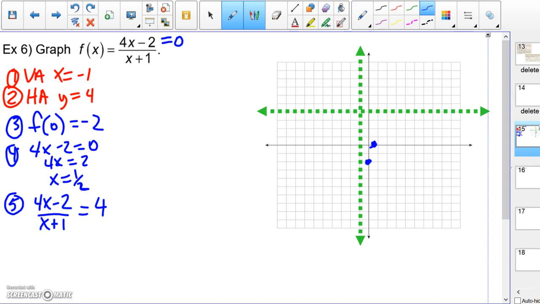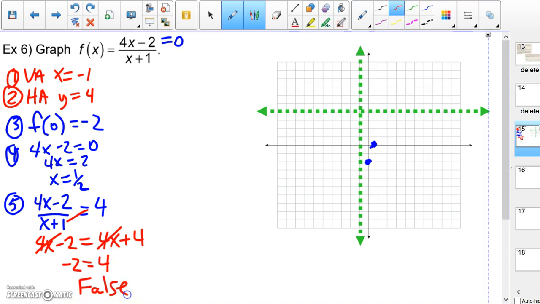Okay, so what I would do here is cross multiply. You're going to have 4x minus 2 equals 4 times x plus 1, which is 4x plus 4. Notice those 4x's cancel out, leaving us with -2 equals 4. That's false. And so what that tells me is that it does not cross. My line is not going to cross this asymptote.